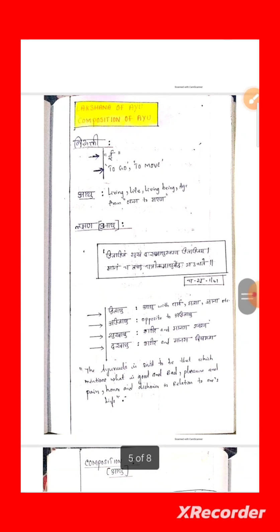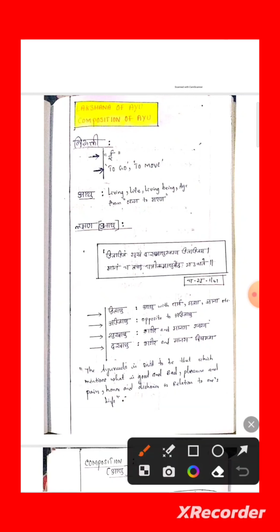If you understand the concepts properly, then you just need to read it once, because the concepts will be crystal clear in your mind, and later it will be easy to put them in your answer sheets as well. So first start with Nirukti, Lakshana of Ayu.